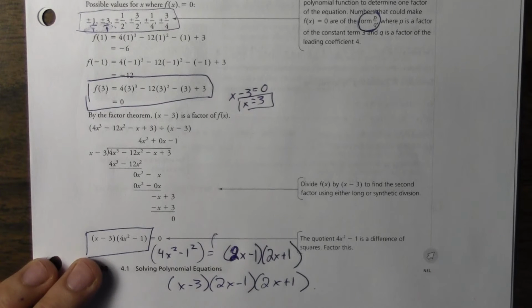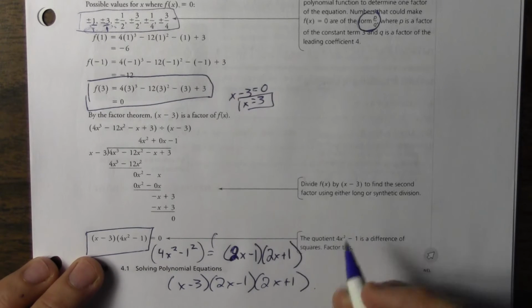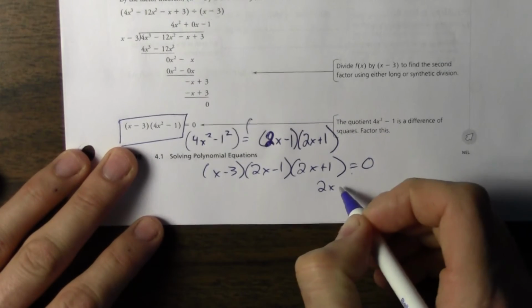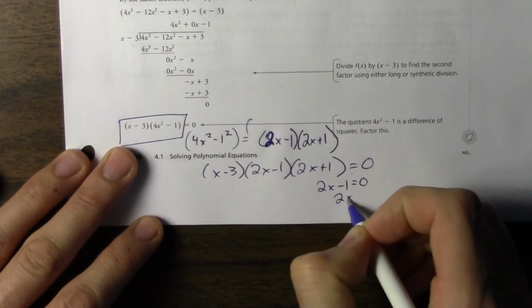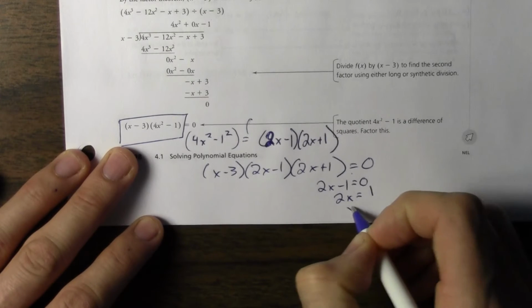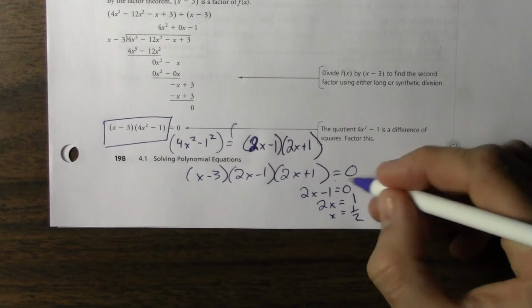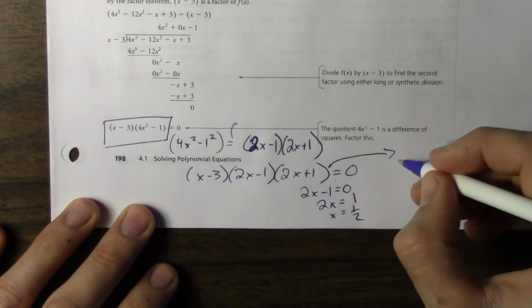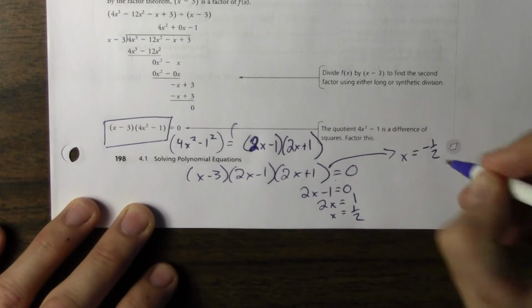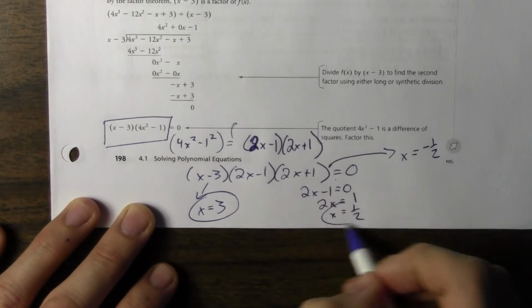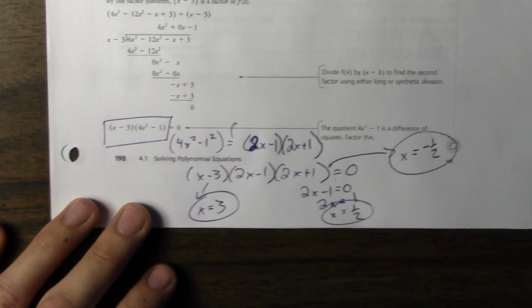Now to solve for the zeros, you set each one of these equal to 0, since the whole expression is equal to 0. So we have 2x minus 1 equal to 0, 2x is equal to 1, x is equal to 1/2. This one, x is equal to -1/2, and this one, x is equal to 3. So there are our zeros.